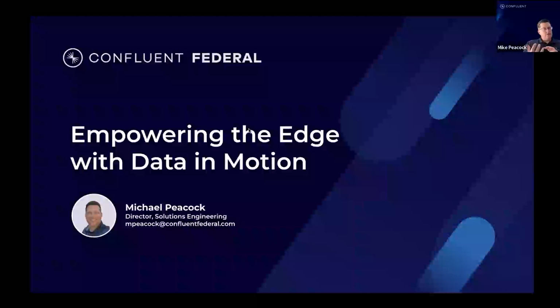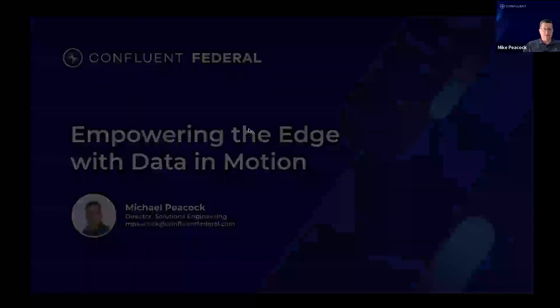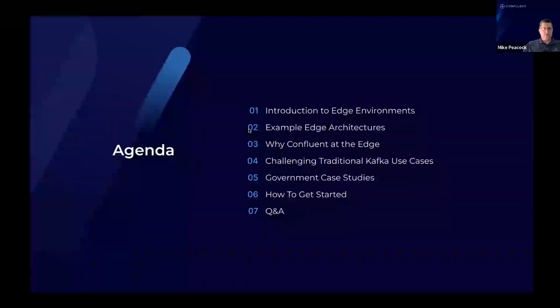So in the DoD and basically across public sector, we do see a lot of use cases where the edge is involved. So that's today's talk: how we're empowering the edge with data in motion. We'll glide through the slides. I'll show some example architectures, get a little bit into Confluent and why we're saying we can use Confluent at the edge, and challenge some traditional use cases with Kafka. When you think Kafka, you probably think more of a larger data center deployment, but we're here to say you can use it for a lot more. And then dive into some government use cases and a little bit more.